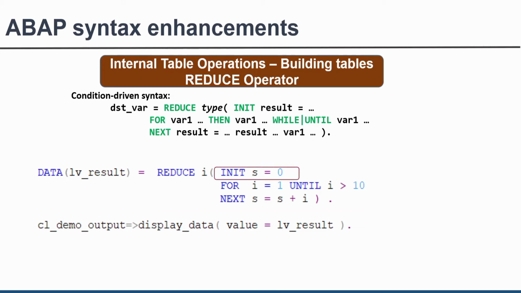Going deeper, variable s is initialized to 0 and the value of variable I is iterated from 1 to 10 and the same is added to the variable s. Finally, the result is passed to the variable LV result and you get the output.